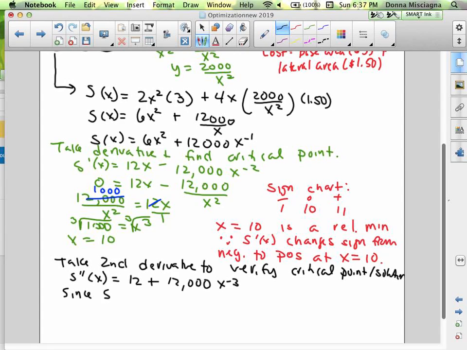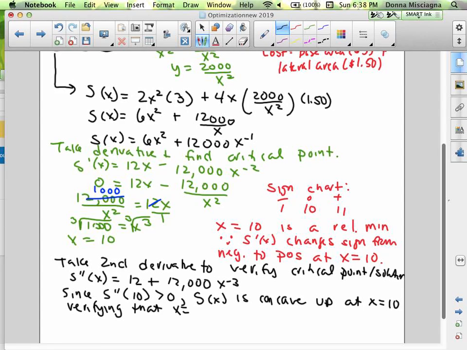Since s double prime of 10 is greater than 0, s of x is concave up at x equals 10, verifying that x equals 10 is a relative minimum. It's at the bottom. Now all we need to do is answer the question, and that was to find the dimensions.